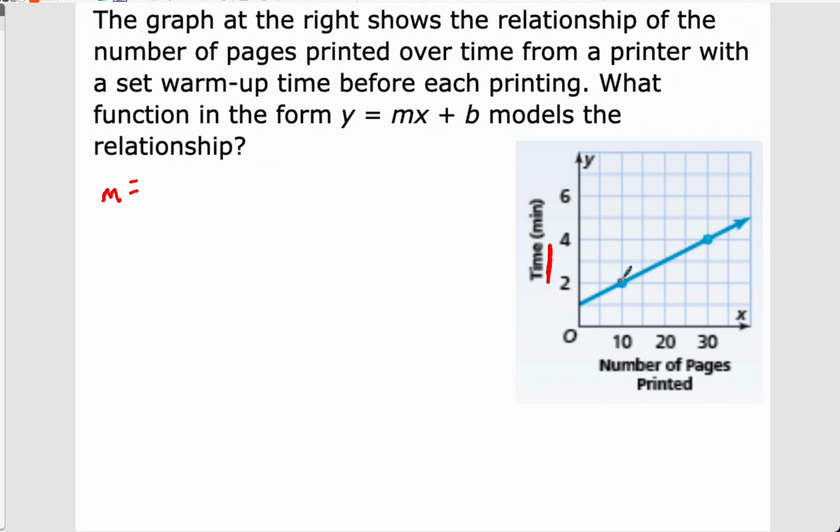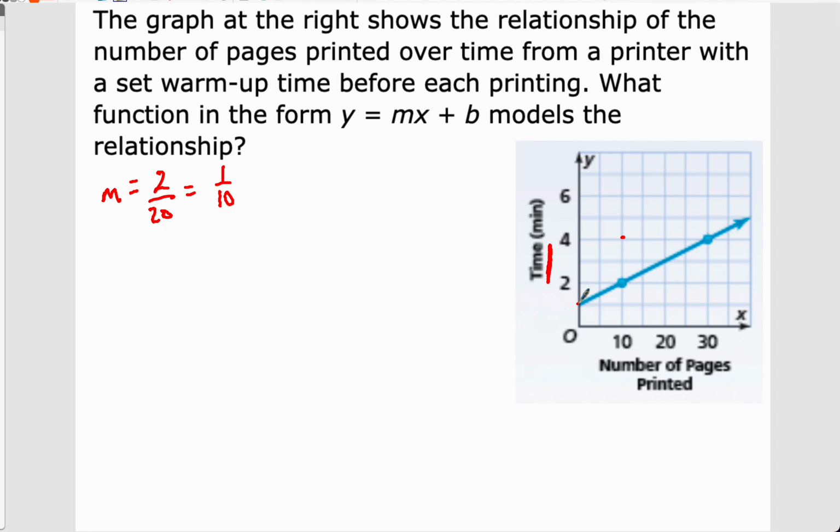First of all, now that we have a graph, I could look at two ordered pairs and do y2 minus y1 over x2 minus x1, but I also have a graph here that I can just count. I can go up 1, 2, and then right. I have to count by the way the graph is numbered. So I'm not going to count 1, 2, 3, 4. That would be wrong. I'm going to go up 2 and then right 5, 10, 15, 20. And so my run is 20. My rise is 2. So 2 over 20 reduces to 1/10. So my slope is 1/10.